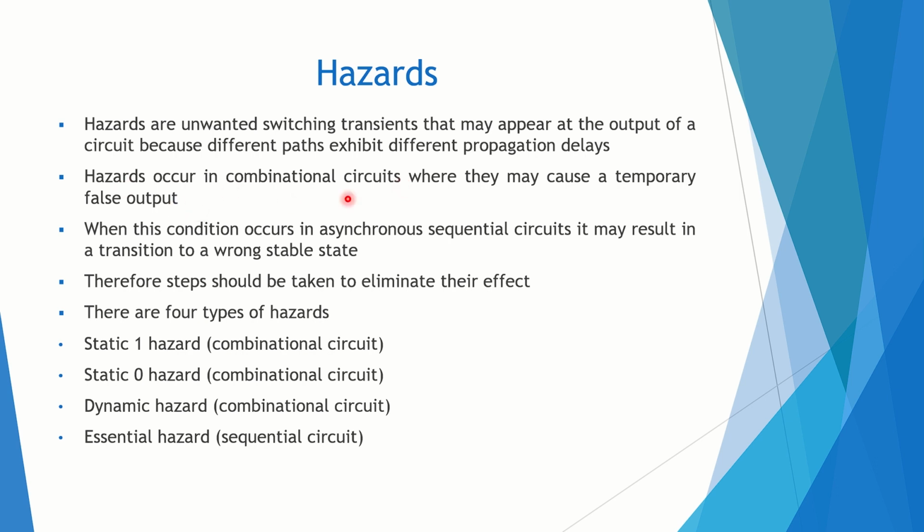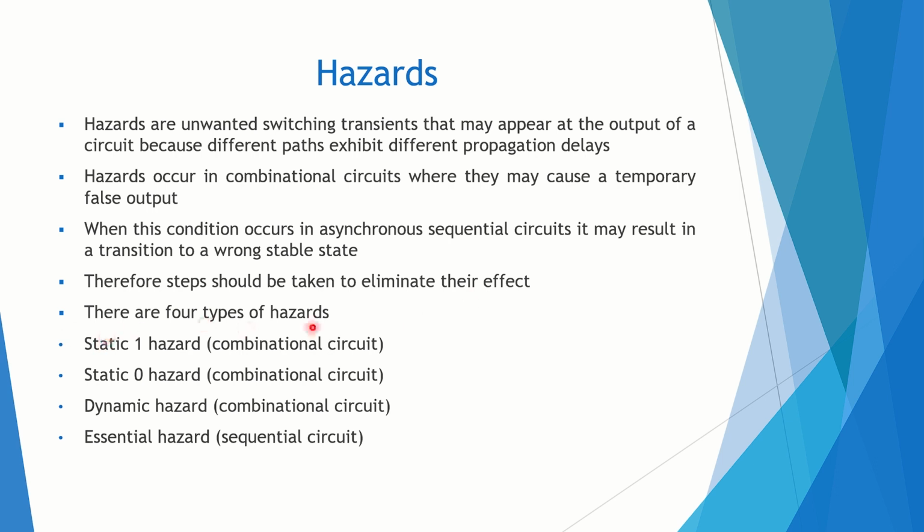Hazards occur in combinational circuits where they may cause a temporary false output. When this condition occurs in an asynchronous sequential circuit, which is our interest, it may result in a transition to a wrong stable state. That means the circuit totally fails there. So we will be seeing how to design circuits without these hazards, and therefore steps should be taken to eliminate their effect. We'll be seeing that in the coming lectures.